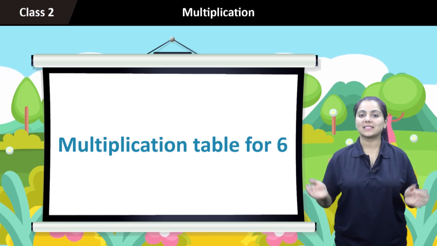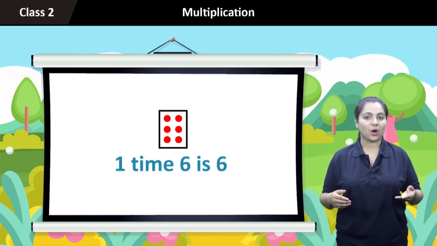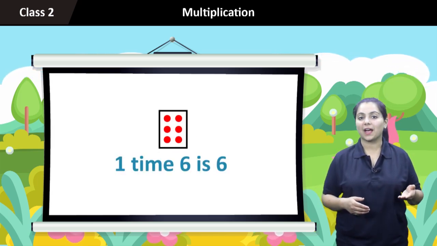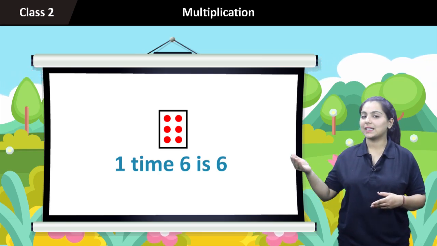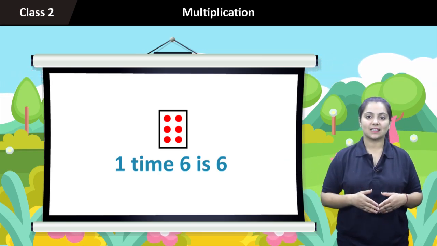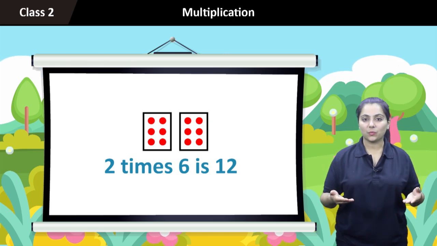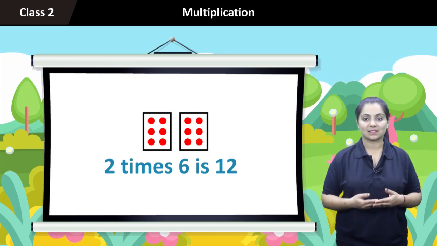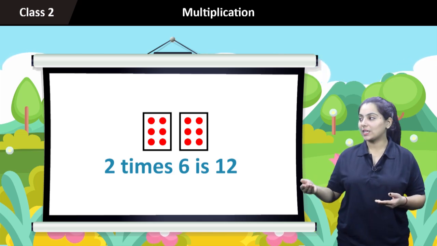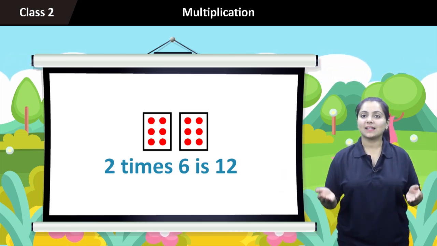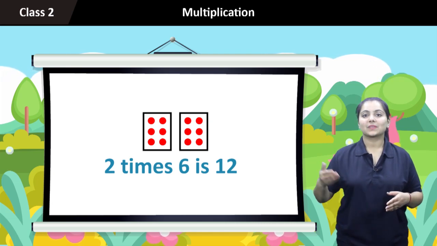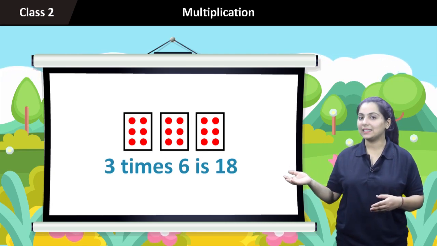Multiplication table for 6. There is one box and in this box we have 6 dots. That means 1 times 6 is 6. Now there are 2 boxes and in each box we have 6 dots. That means 2 times 6 is 12 and so on. Let's recite the table. 3 times 6 is 18.